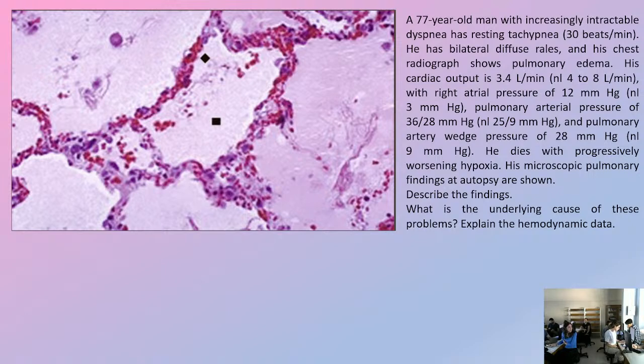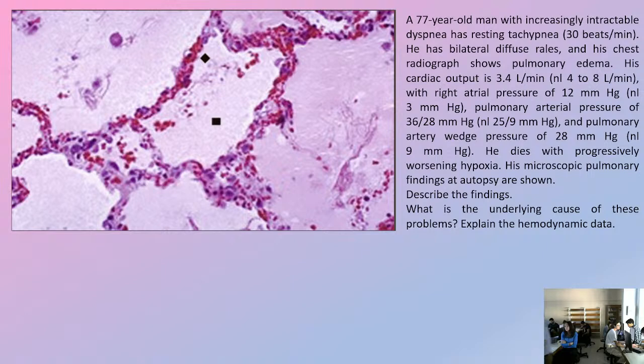Is it an inflammatory exudate? No. There are no inflammatory cell nuclei there. So what can this be? Related to what you see in the septae. Have a look here. Look at the septae. What are the capillary vessels here filled with? Red blood cells. So there is a congestion in the pulmonary circulation.